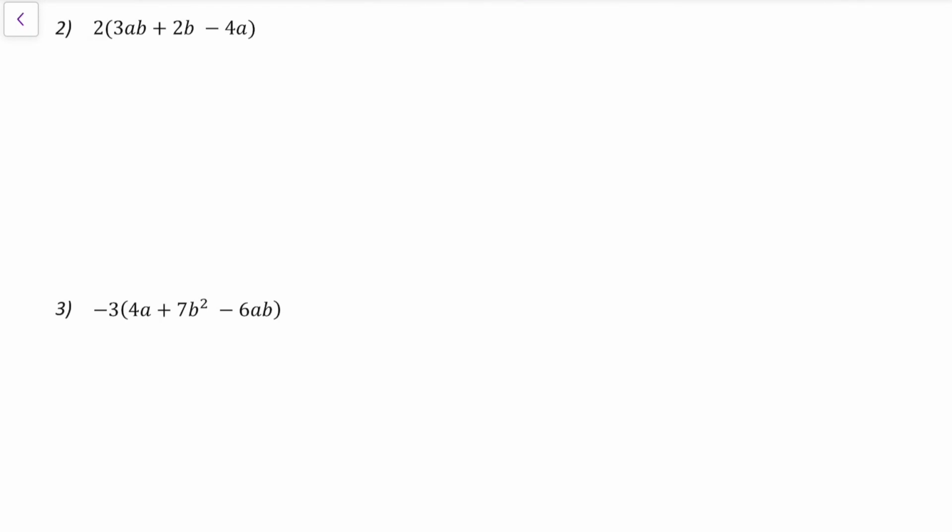Okay, so for this first one, our 2 applies to the 3ab. It also applies to the 2b, and it's applied to my minus 4a as well. You'll notice that I've kept the signs with the terms. So my 2 is a positive 2, so it's positive 2 all the way. My 3ab is positive, my 2b is positive, but my 4a is negative. And so I've kept the terms with their sign as well. Right? And now we can solve this out.